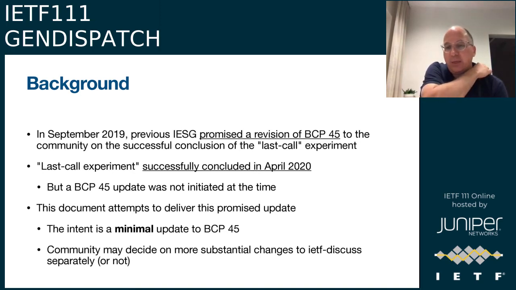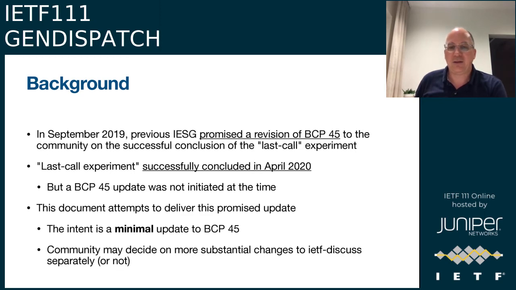In April 2020, again, the previous ISG concluded that the last call experiment was successful, and there were two actions promised. One of them was a revised ISG statement, and then the update to BCP 45. That was not initiated at the time in April 2020. It was pointed out that that was something that would still need to be done. So this document was an attempt to deliver this promised update.